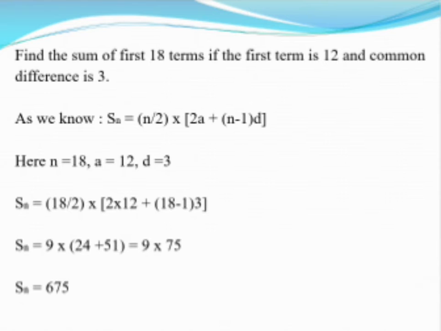Find the sum of 18 terms if the first term is 12 and the common difference is 3. As we know, Sn is equals to n by 2 into 2a plus n minus 1 into d. From the given, we can find out that n is equals to 18, a is equals to 12 and d is equals to 3. Substituting the value in the above equation, sum of 18 terms equals to 675. You have to learn this formula so that you can easily find out the sum of the n terms or the first term or the common difference depending upon the question.